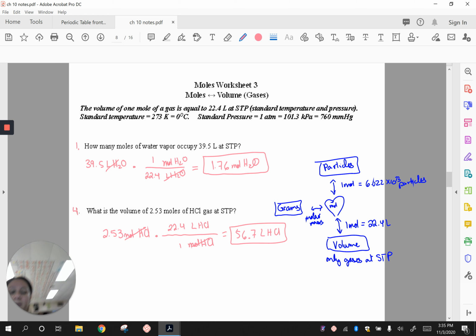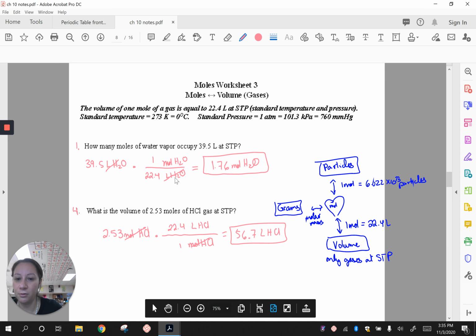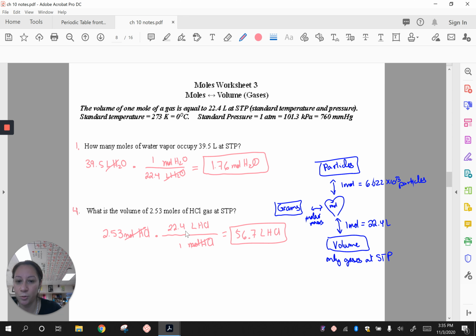So notice how here the 1 mole is on top and the 22.4 liters is at the bottom. Here the 22.4 liters is on top and the 1 mole is at the bottom. What decides that is what units you're given and what you're trying to find. So at the bottom you always write the units that you're given. On top you write the units that you're trying to get to.